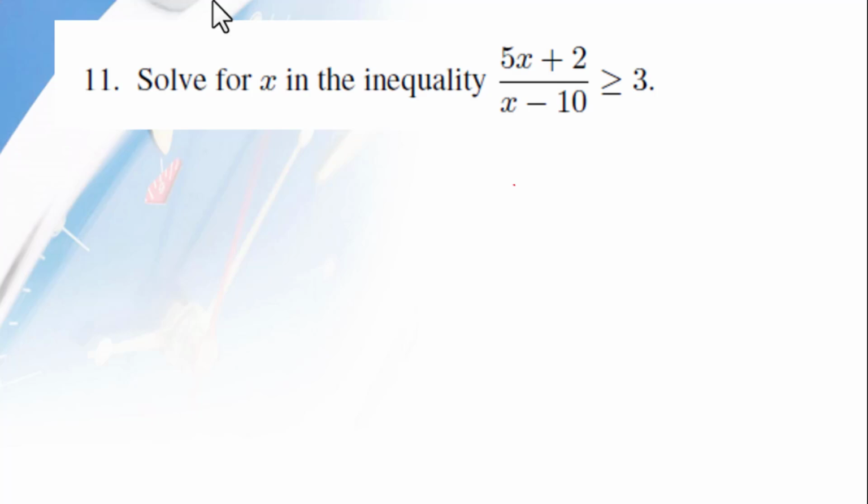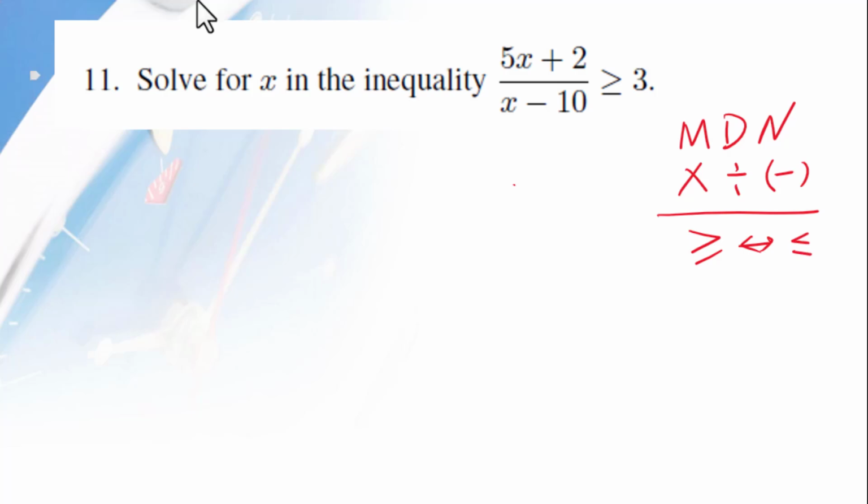Remember, you cannot multiply both sides by x minus 10. We do know the rule for inequalities: multiply or divide by a negative number, switch the symbol. We are not sure whether x minus 10 is positive or negative. That's the reason you cannot multiply both sides by x minus 10.